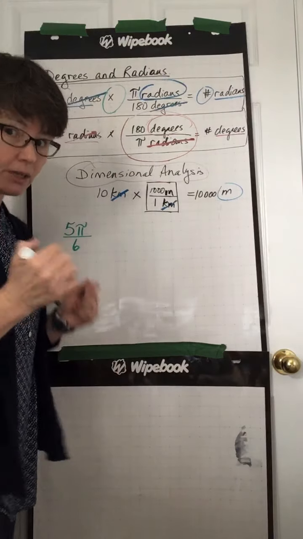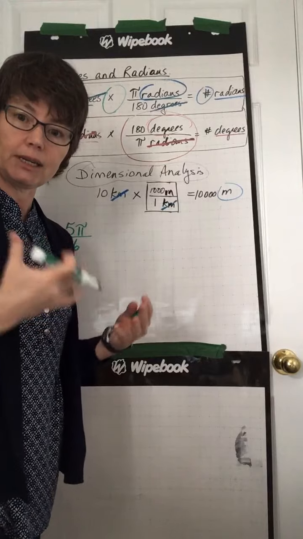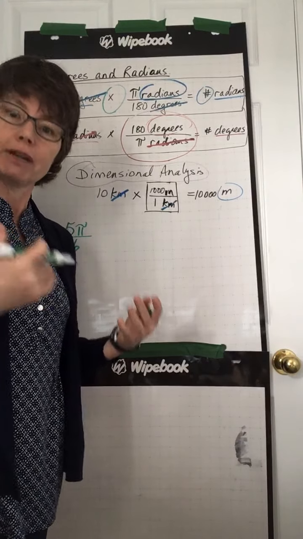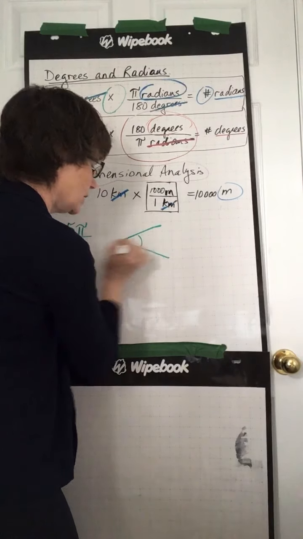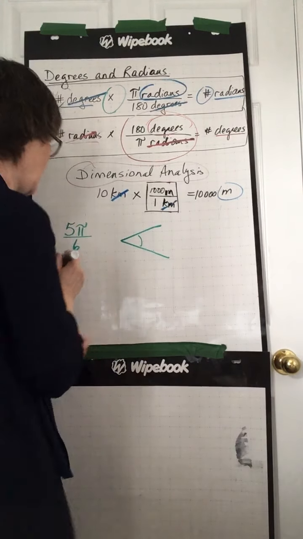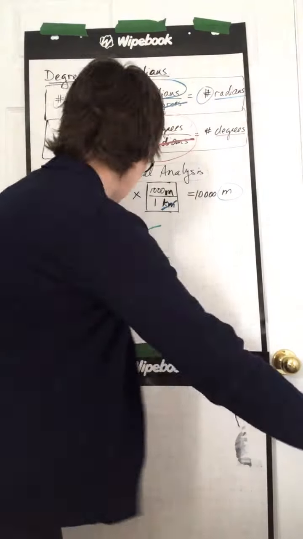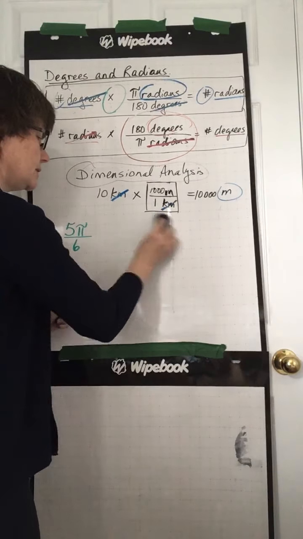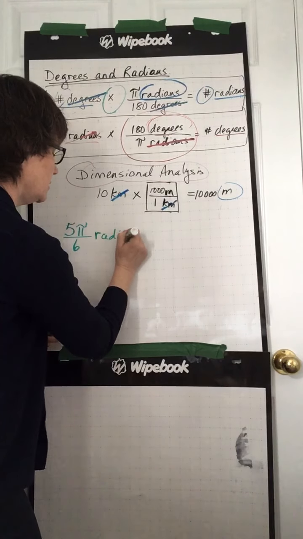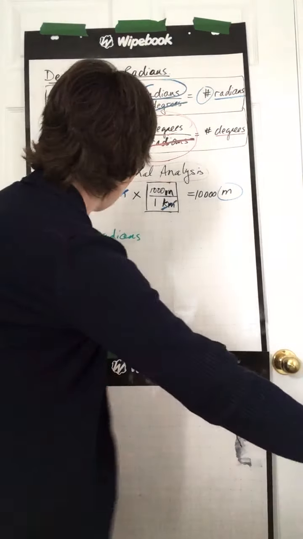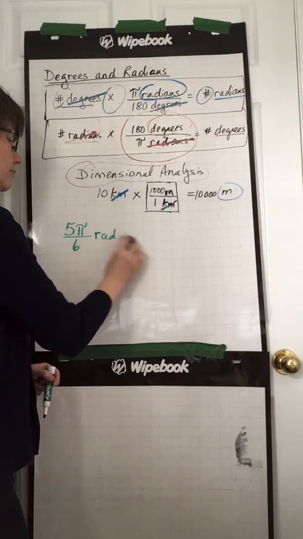Don't just use R to represent radians. Radians is different than radius. Radians means a measurement of an angle. We could represent radians by either writing it out, radians, or you can represent it by using RAD.